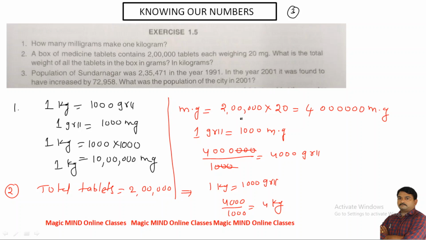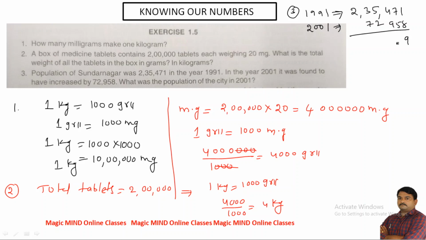72,958. Okay, very simple. Then what is the population of the city in 2001? Actually, in 1991, population was 2,35,471. Whereas in the year 2001, it was found to have increased by this much. Then what is the present population in total? Simply, first we write, in the year 1991, population is 2,35,471. Now in the year 2001, how much has it increased? 72,958 increased. So adding all, simply you are going to get the answer.